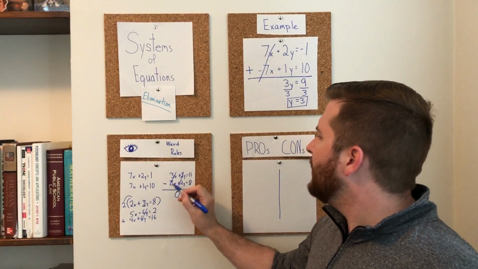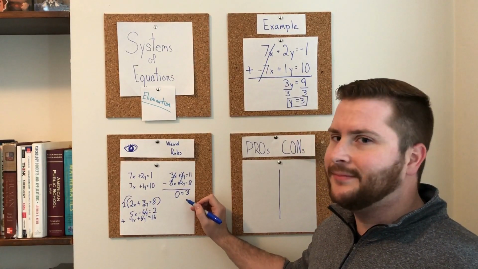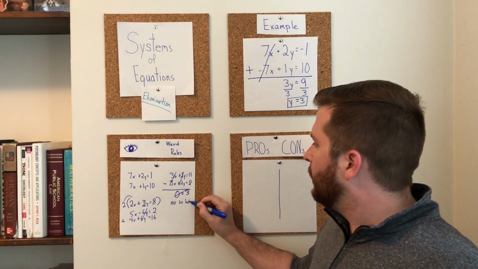So if I were to do 11 minus 8, that would give me 3. Well, is 0 equal to 3? It is not. Therefore, this would be no solution.